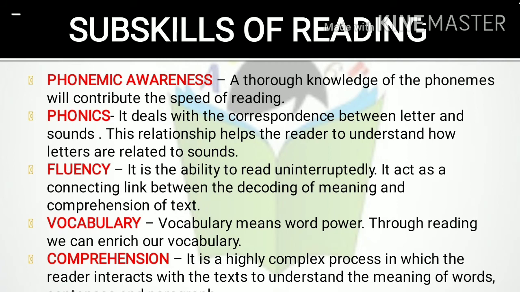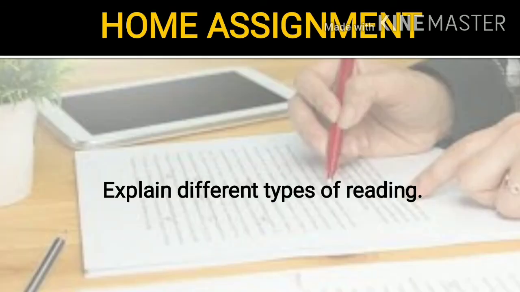The next one is vocabulary. What do you mean by vocabulary? Yes, word power. Through reading, we can enrich our vocabulary. Then the last one is comprehension. Comprehension is a highly complex process in which the reader interacts with the text to understand the meaning of words, sentences or paragraphs. So through reading, we are unknowingly comprehending the passage. These are the different points related to reading skills.